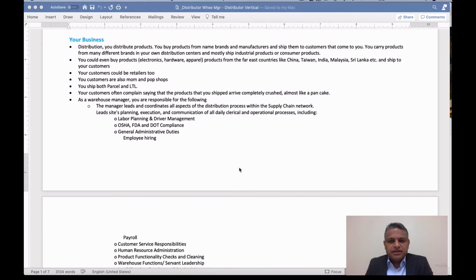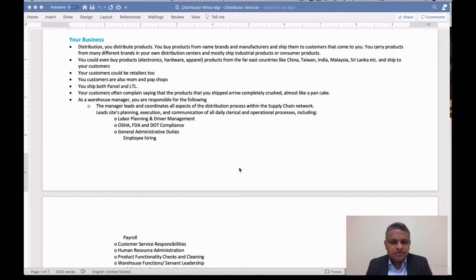You carry many brands, or mostly ship industrial products or consumer products. You could even buy electronics, hardware, apparel products from countries like China, Taiwan, India, Malaysia, Sri Lanka, Indonesia, right? All those places, and ship to your customers, right? Your customers could be retailers too, and your customers could also be mom and pop shops, and you ship both parcel and LTL. Your customers often complain that the products you shipped arrive completely crushed, almost like a pancake. That was one of the problems that our customer Global Distribution had, and they fixed it by using LoadProof, right? As a warehouse manager, right?